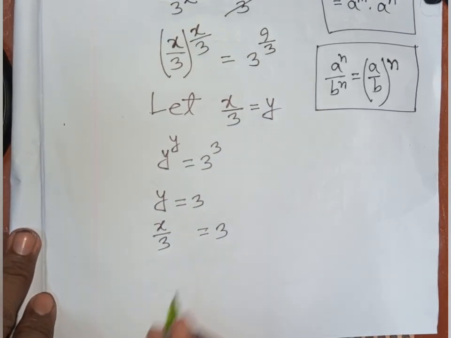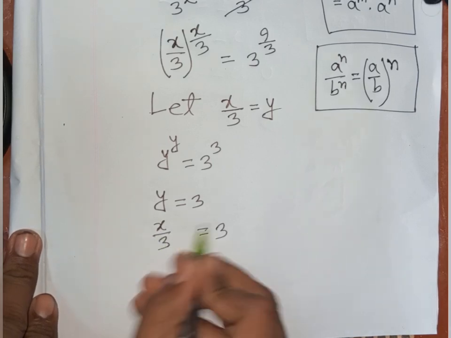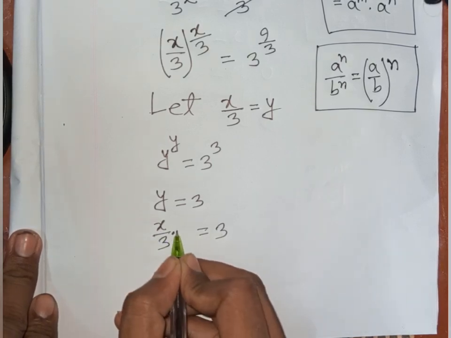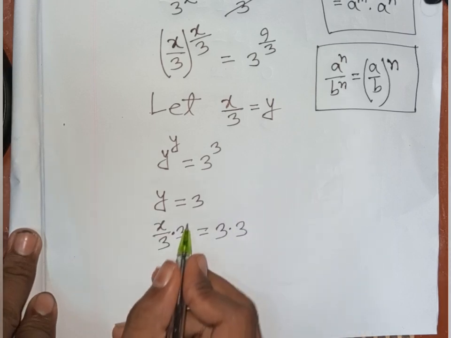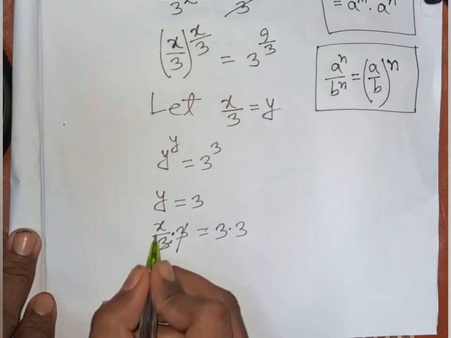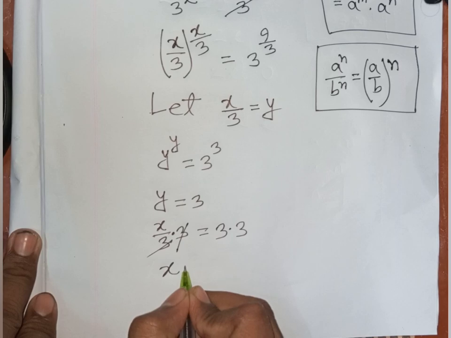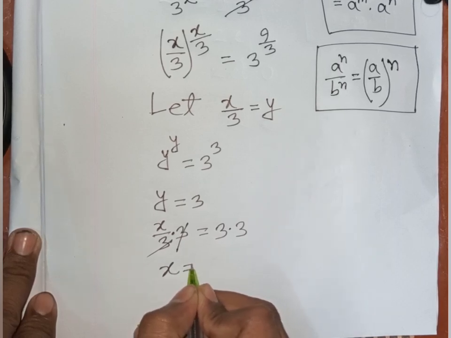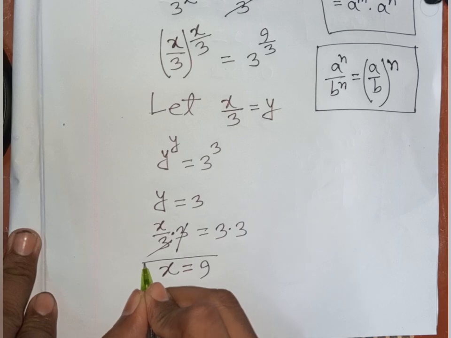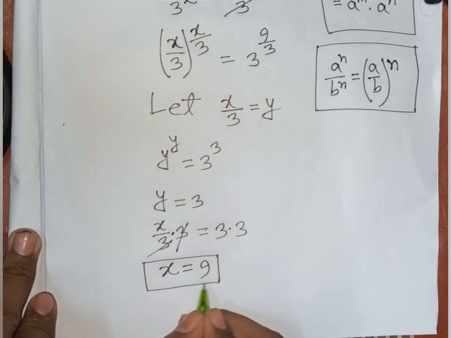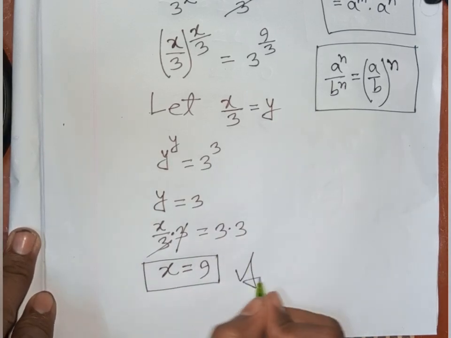Now we need the value of x, so multiply by 3 on both sides. So multiply by 3, multiply by 3. So this 3 will be cancelled. So here x is equal to 3 multiplied by 3, that means it will be 9. So 9, this is the value of x, so this is our final answer.